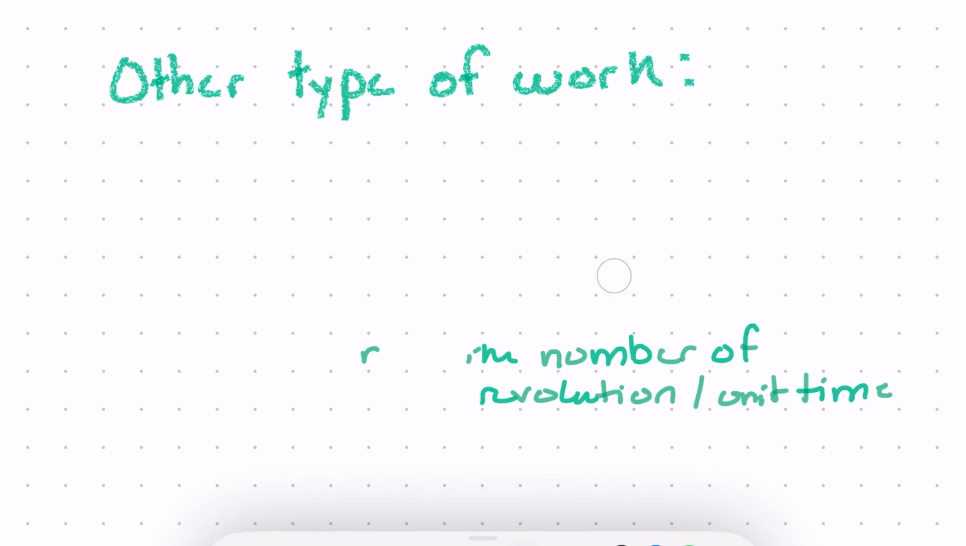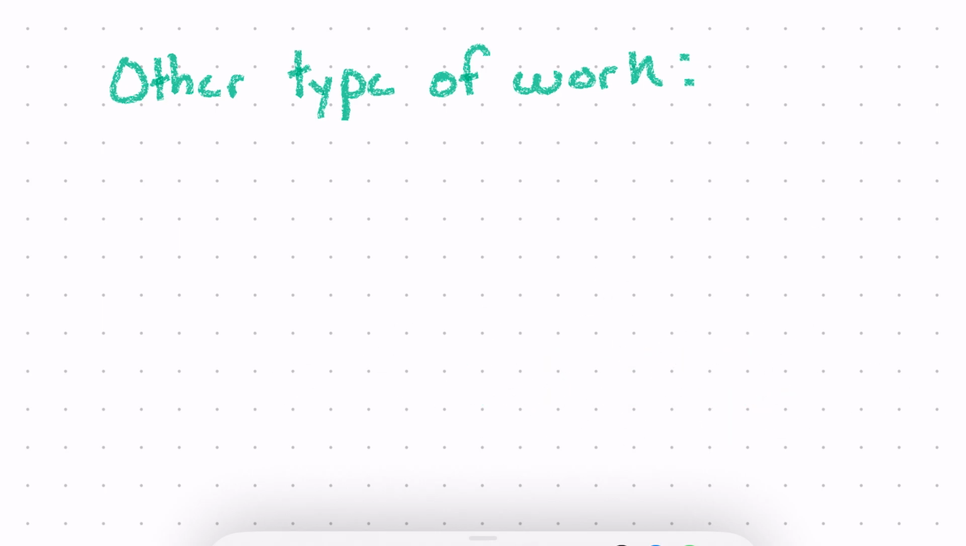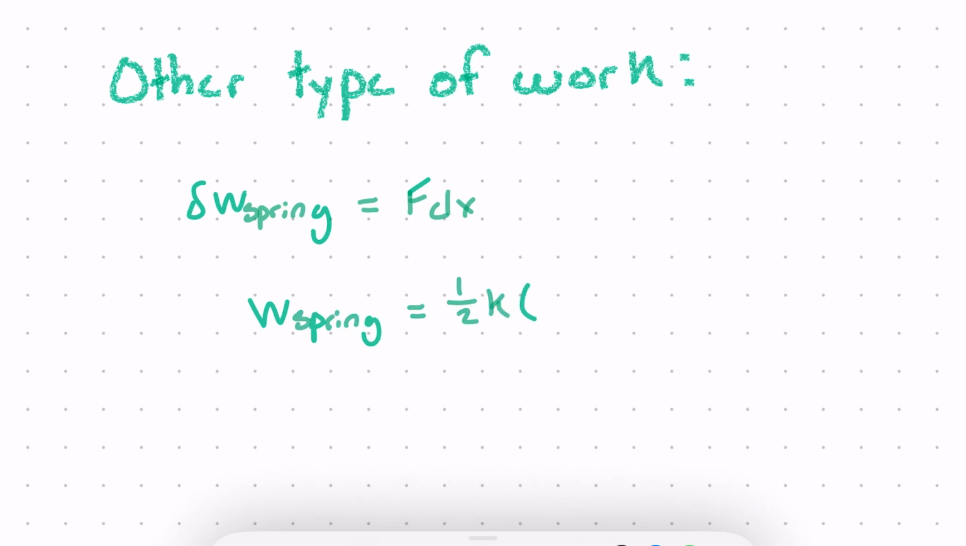Finally, spring work occurs when a force is applied to a spring, changing its length. The spring work is equal to the integral of the force with respect to the length x. Since the force applied to a spring is proportional to its spring constant multiplied by its length, we can obtain the following integral. Integrating with respect to x, we find that the spring work is equal to this equation.